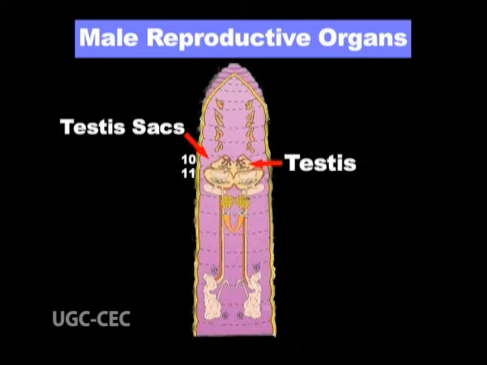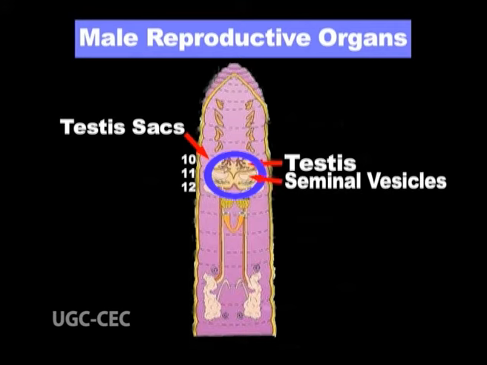Testis sacs. The testes of each segment are enclosed within the testis sac in the 10th and 11th segments. The testis sac is a wide, thin-walled and fluid-filled bag-like structure. The testis sac of the 11th segment is larger than that of the 10th segment.